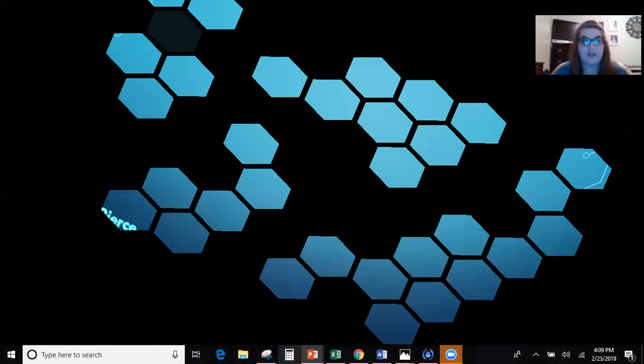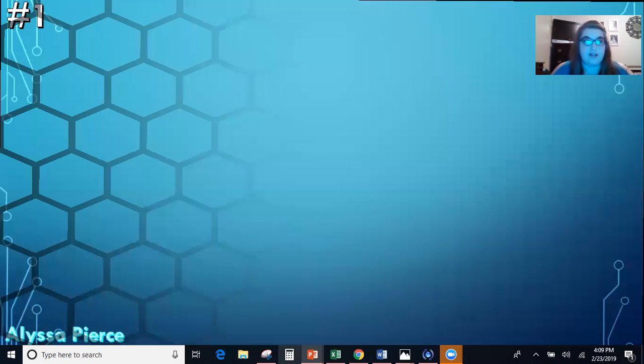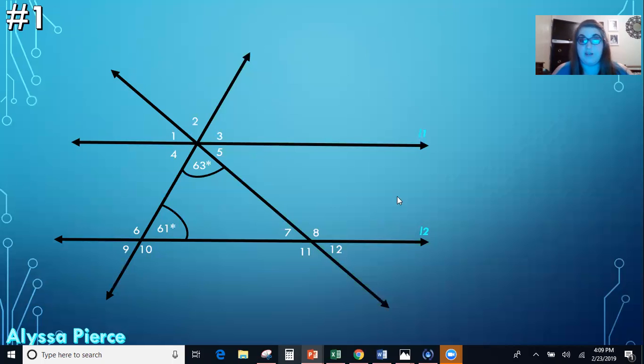We're going to be given two parallel lines that are shown right here, line 1 and line 2. And then we have two intersecting lines that have helped us form a triangle and some angles here. So as you can see, we've been given angles, this one, which is 63, and this one, which is 61 degrees. So now we need to look at numbers 1 through 12 and find those angles as well. So how do we do that?